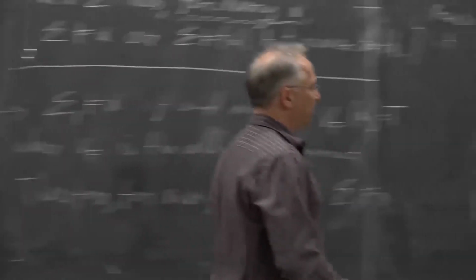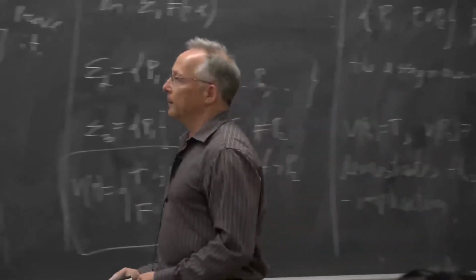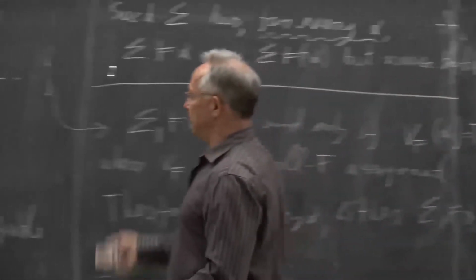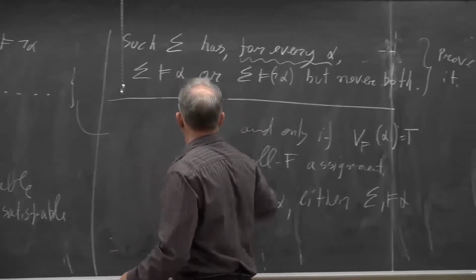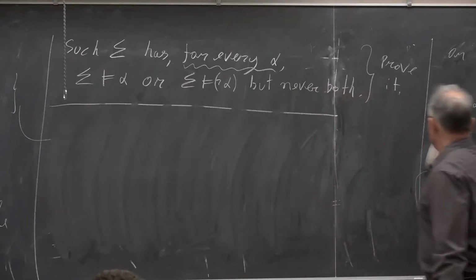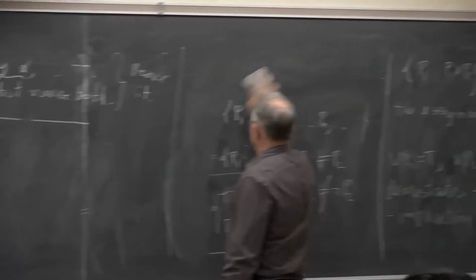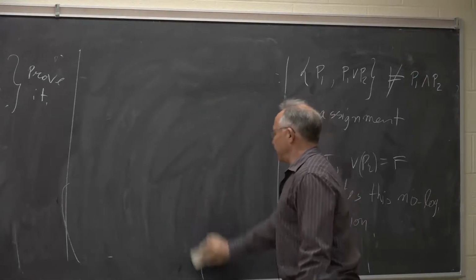So let us try to make this more formal. So these were just examples. This was a definition. So I'll continue from here, because from here it was just examples. So let us look at another property of such a sigma.